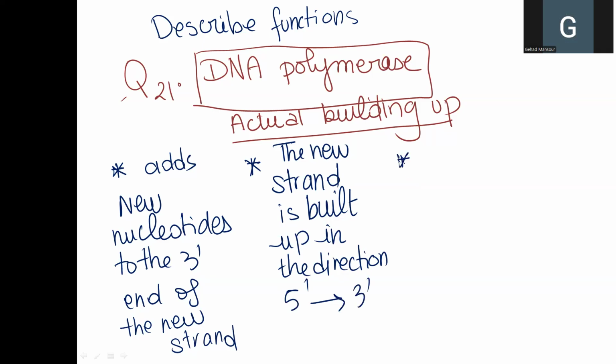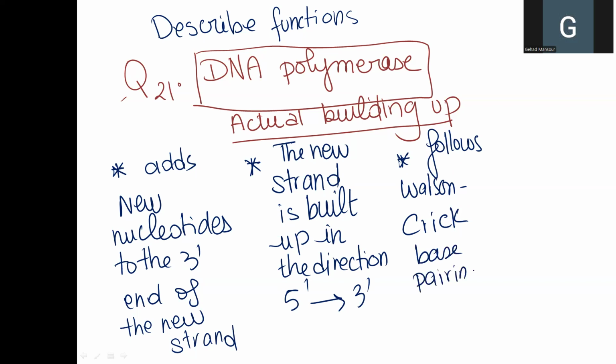And number 3, the third characteristic is that it follows the base pairing rules of Watson and Crick. Adenine binds to thymine via 2 hydrogen bonds, and guanine to cytosine via 3 hydrogen bonds. And the fourth characteristic is that it builds up new strands for the two original strands of DNA.